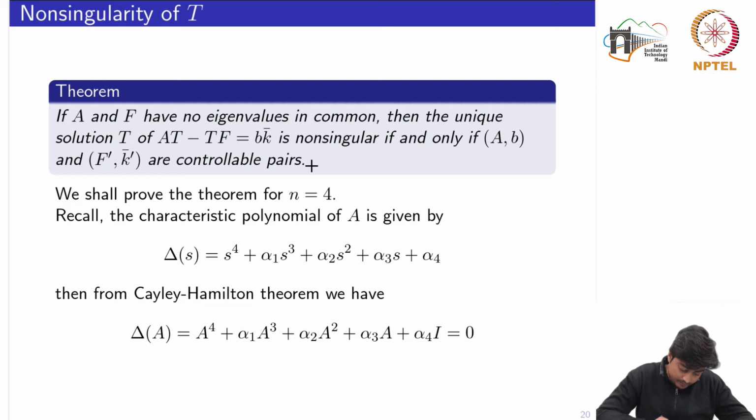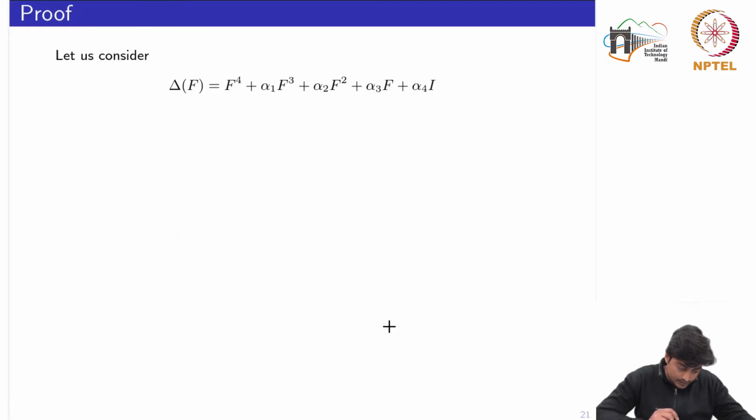but it would also be applicable for any n-dimensional system. So recall that the characteristic polynomial of the plant or of A matrix is given by this polynomial for n is equal to 4, where alpha 1 to alpha 4 coefficients are already known. We also know from the Cayley-Hamilton theorem that if I replace S by the A matrix, this would also be equal to 0. So let's see the proof.